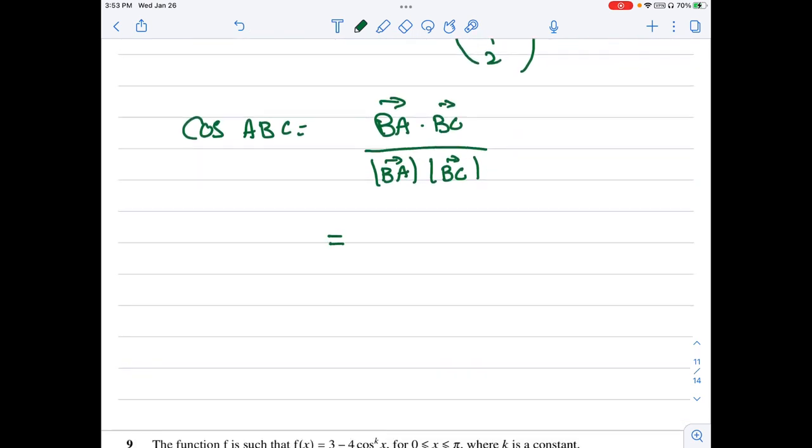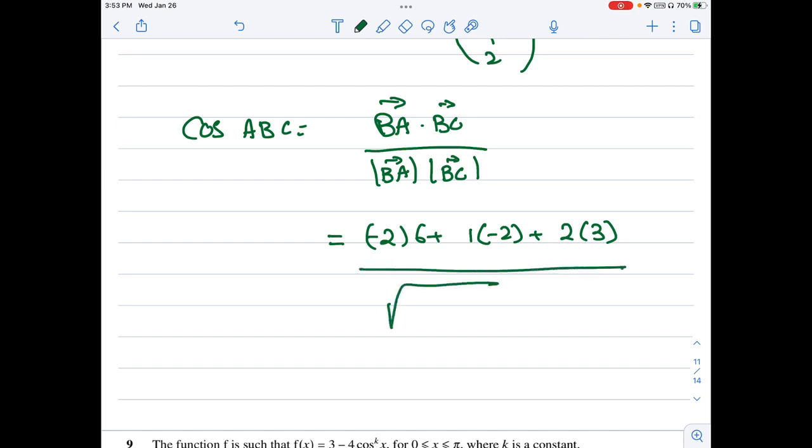So what does that become now? Minus 2 times 6 plus 1 times minus 2 plus 2 times 3. i times i, j times j, k times k. Modulus of BA will be square root of 2 squared plus 1 squared plus 2 squared. Modulus of BC is 6 squared plus 2 squared plus 3 squared.